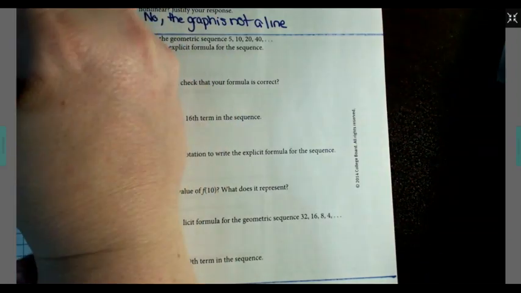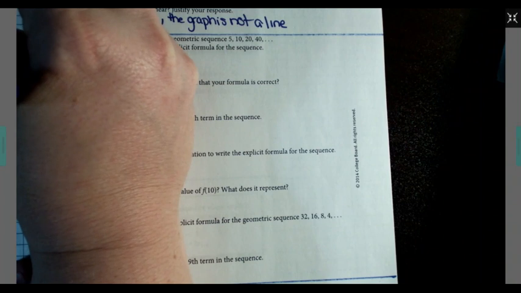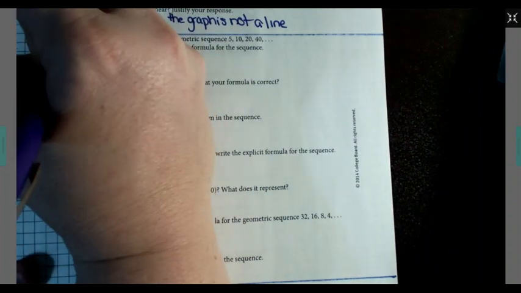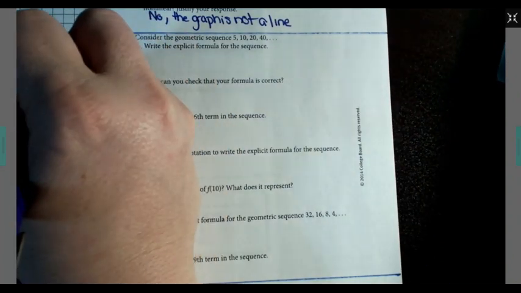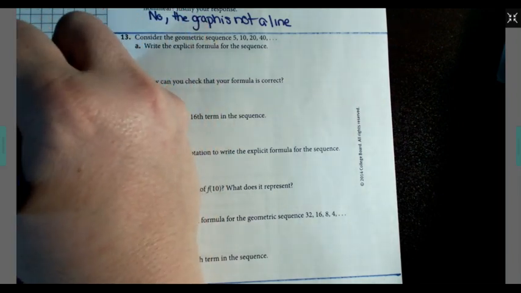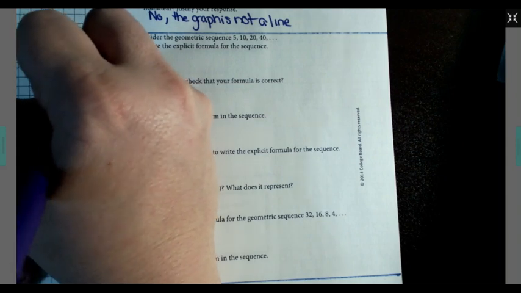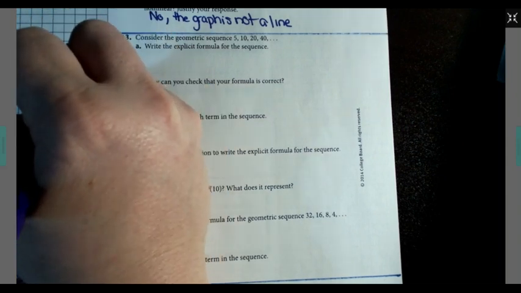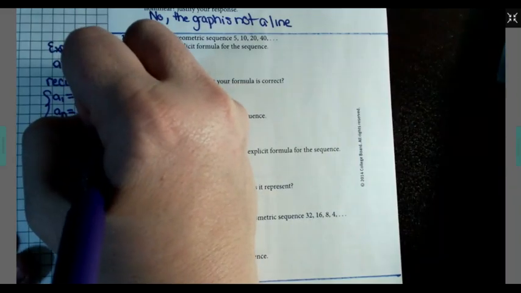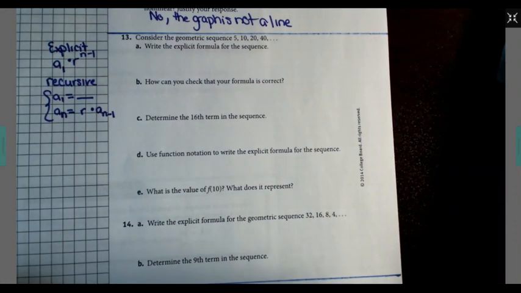Now remember, explicit is a sub 1 times r to the n minus 1. And the recursive is the whole a sub 1 equals blank, a sub n equals r times a sub n minus 1. Okay? So, first I need to identify my first term, and I need to identify my r, because I'm going to need it either way.